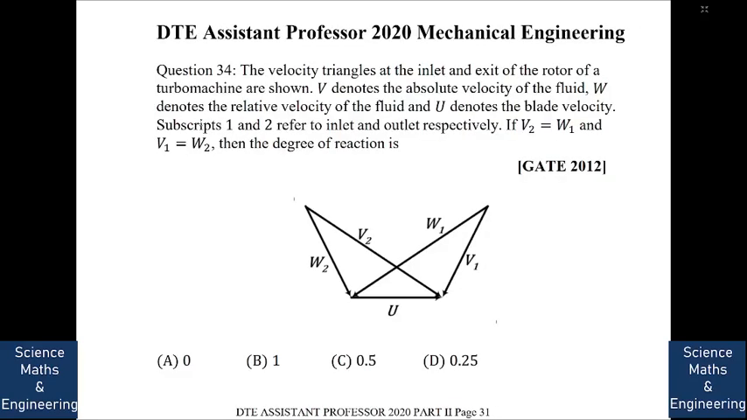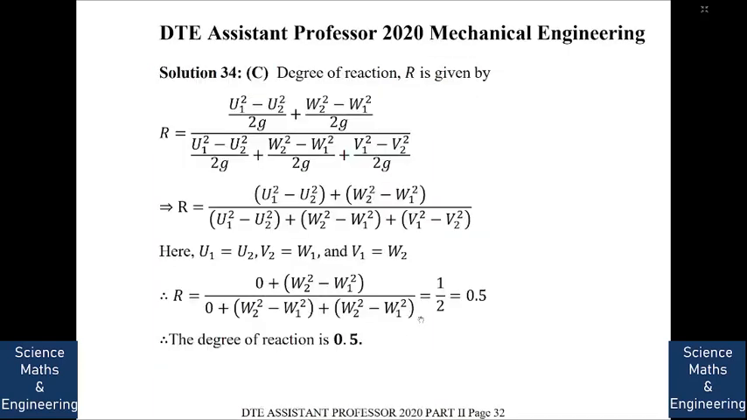Next, the velocity triangles at the inlet and exit of the rotor of a turbo machine are shown. V denotes the absolute velocity of the fluid, W denotes the relative velocity of the fluid, and U denotes the blade velocity. Subscripts 1 and 2 refer to inlet and outlet respectively. If V2 is equal to W1 and V1 equal to W2, then the degree of reaction is, so in this figure you can see that U is same for both, so U1 would be equal to U2. Now degree of reaction R is given by this equation. So once we put U1 equal to U2, V2 equal to W1 and V1 equal to W2, we get the reaction is equal to 1/2 or 0.5. So our answer is 0.5.